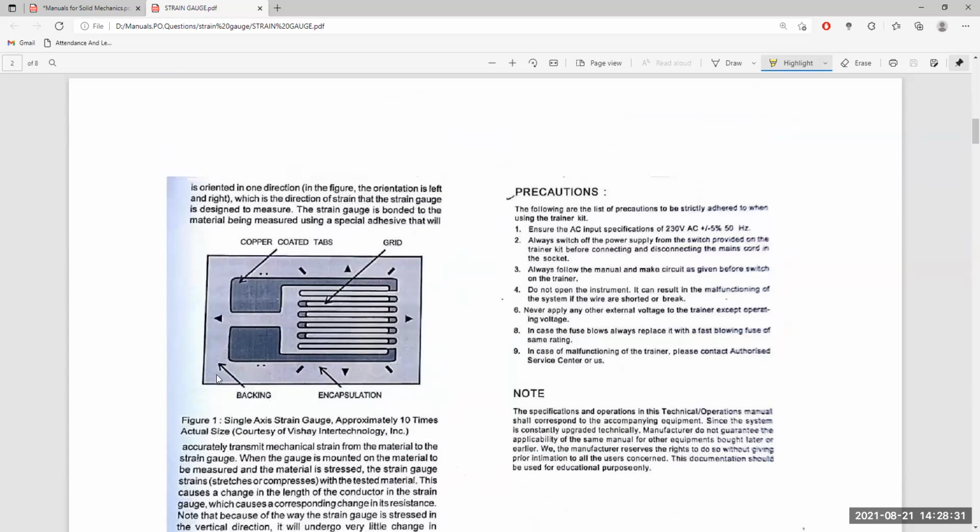And what is given here is the backing and copper coated cables itself, and this is the grid, and this is the encapsulation itself. The following are the list of precautions to be strictly adhered to when using the trainer kit itself.